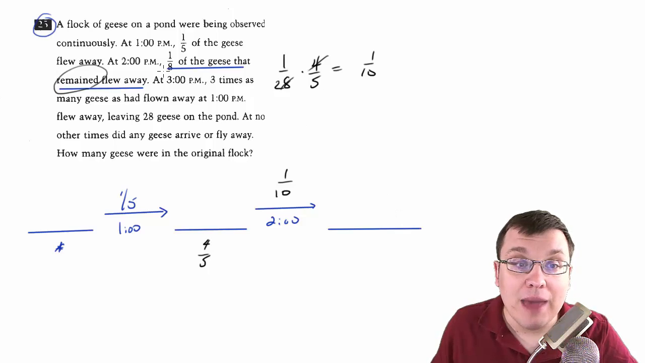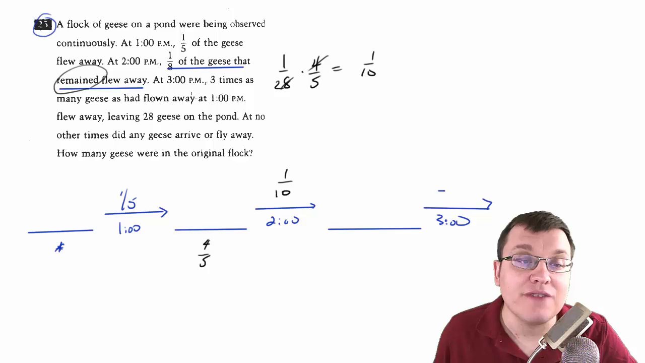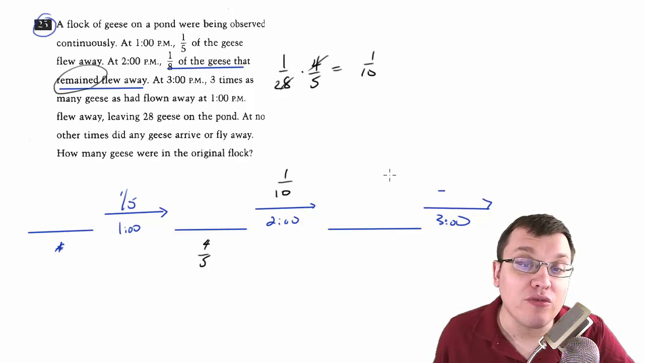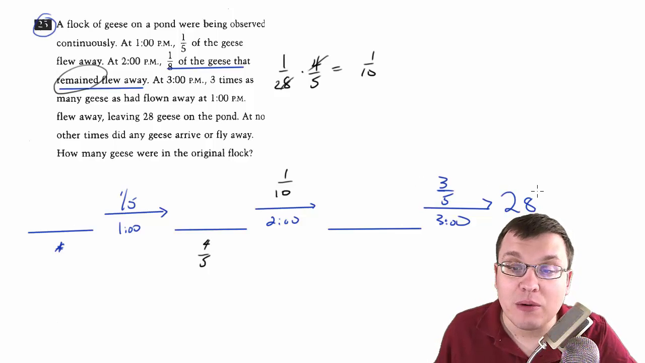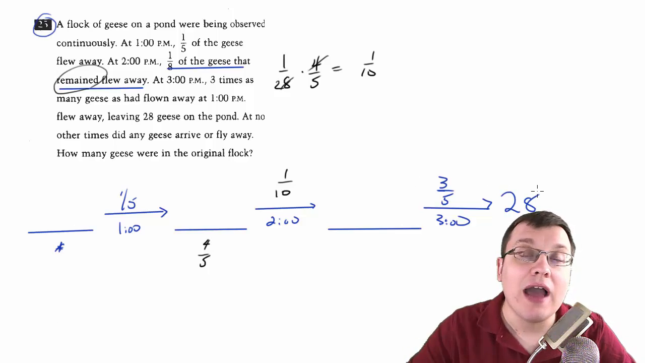So finally, I'm at 2 o'clock, and now at 3 o'clock, 3 times as many geese as had flown away at 1 flew away. So that means 1/5 flew away at 1, and 3 times as many flew away at 3. So I can just say that 3/5 of my original number flew away at 3, and this leaves me with 28 geese. So now I have my flow chart.